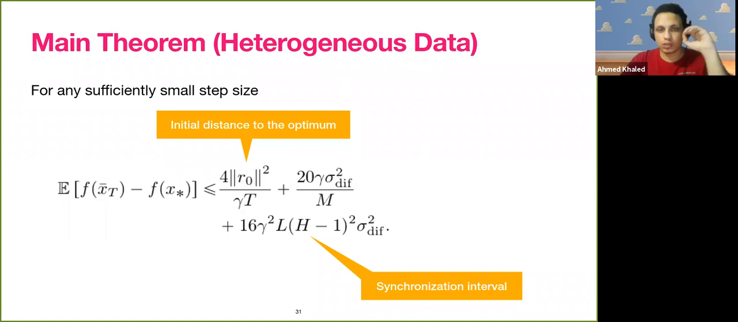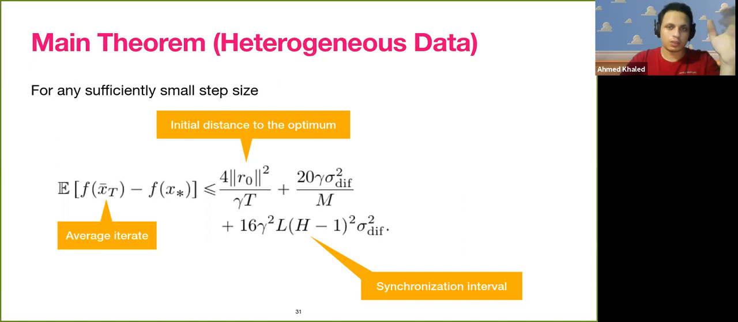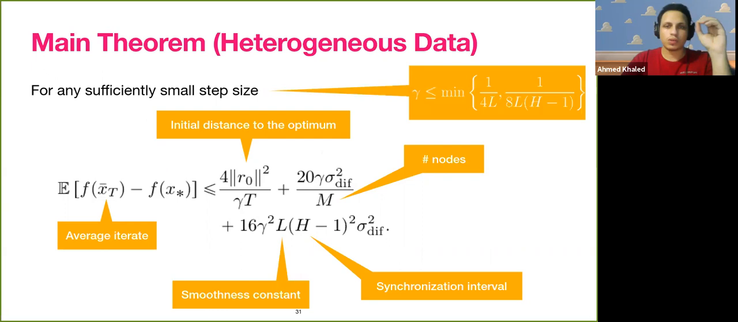And our guarantee is in terms of the average iterate. And for strongly convex objectives, it's in terms of the final iterate. So the average iterate can be obtained easily by just keeping averaging locally in each node and then sending the final average to the server. And the number of nodes is m, and we see that the first term decreases with the number of nodes. So having more nodes is helping us in this term. And l is the smoothness constant, and the condition on the step size is here, and it is relatively standard.